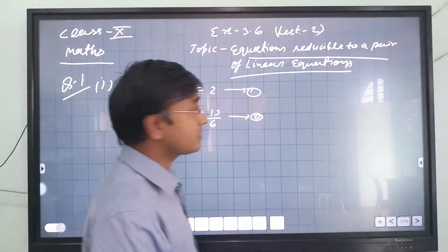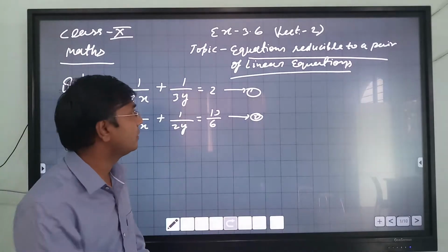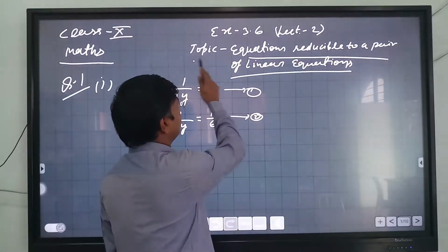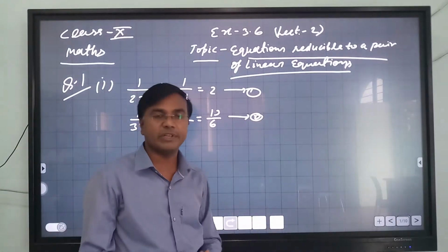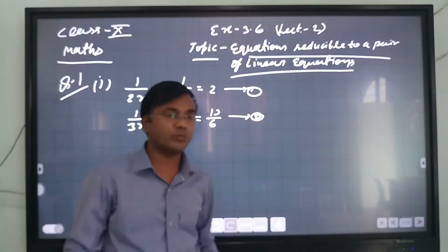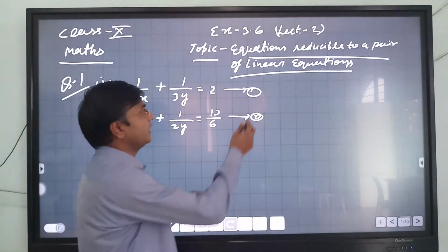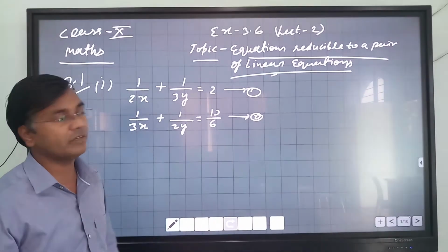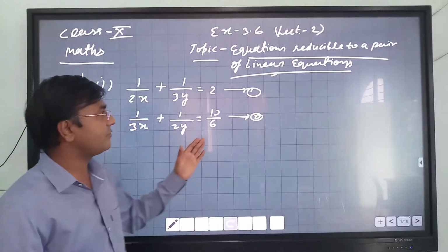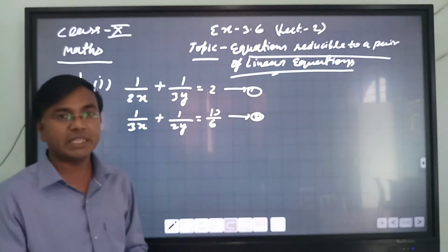So good morning students. Today we are going to discuss the next exercise 3.6, lecture second. Today's topic is equations reducible to a pair of linear equations. This time we will not be given a pair of linear equations, right? What we are studying throughout the chapter is pair of linear equations in two variables. This time we will be given different types of equations which are not linear equations.